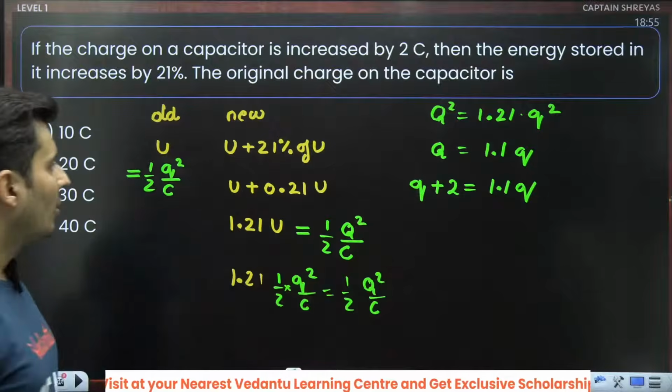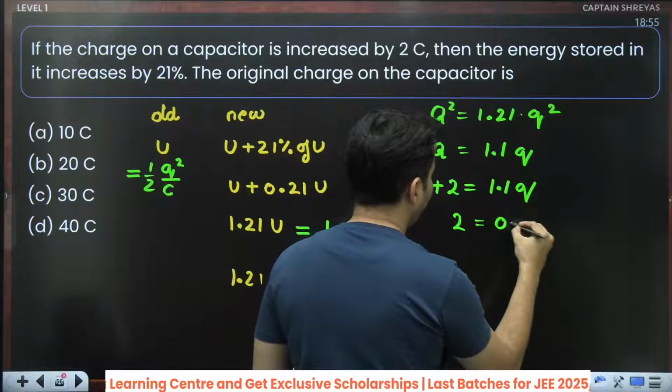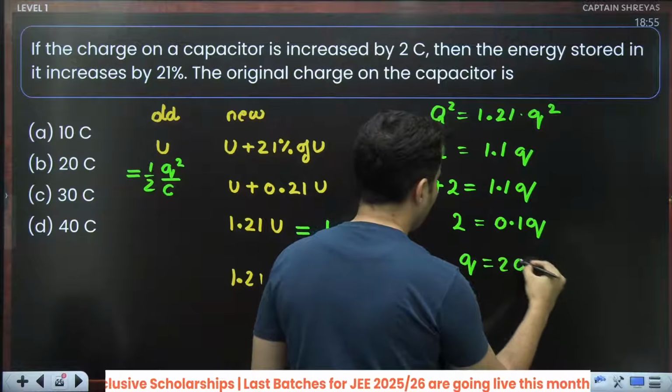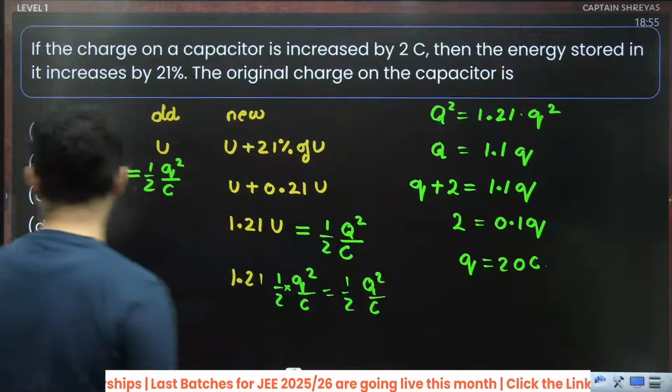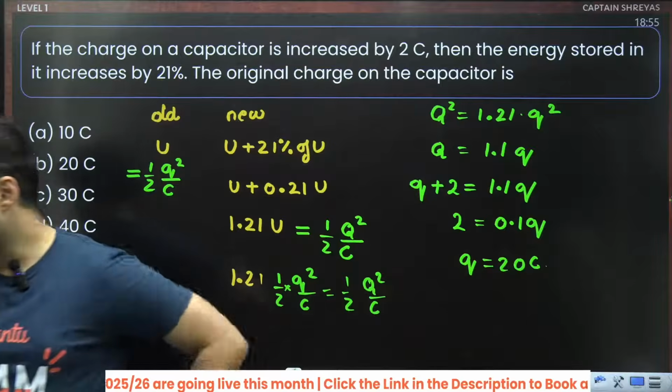Yes. So, what will happen? Take that Q on the other side. It will become 0.1 Q. So therefore, small q will be nothing but 20 coulombs. So where is 20 coulombs? It is there over here. Option B for IIT Bombay. That's how you solve it.